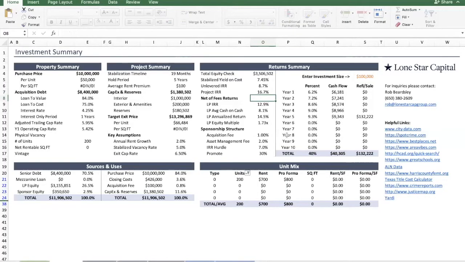So here we are. We are now in Rob's actual underwriting spreadsheet, where he puts any deal through his model to see how it pencils out. This is just the summary page. So let's just get into it, Rob. Where do you want to start?